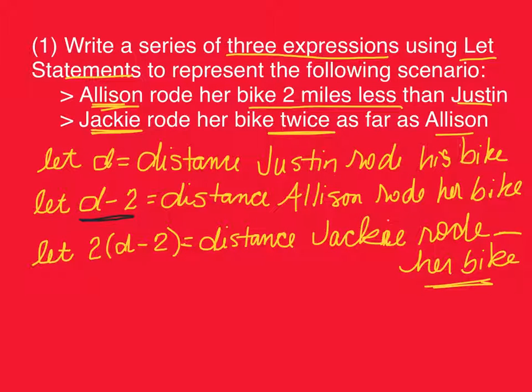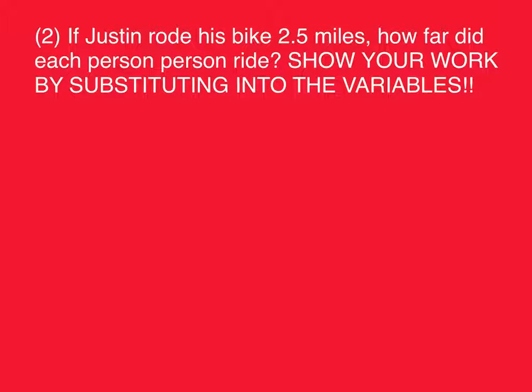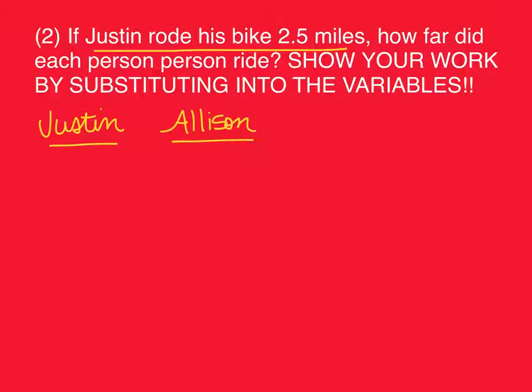Okay, so the next thing we're going to be doing is we're given some information here. We're told that Justin rode his bike 2.5 miles, and therefore how far did each person ride? So we've got 3 people here. We've got Justin. We're going to start with him because that, of course, was the first let statement we wrote, or the first expression we wrote using a let statement. And then after that we have Allison. And the next person is Jackie.